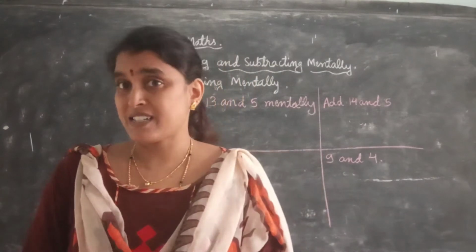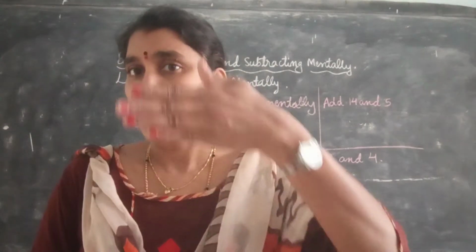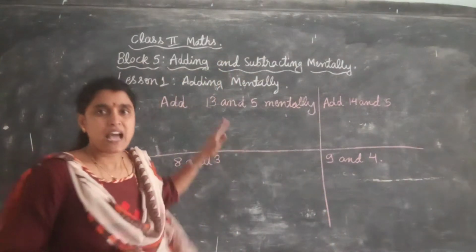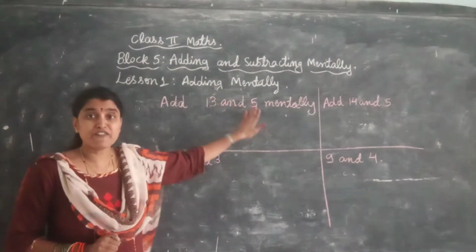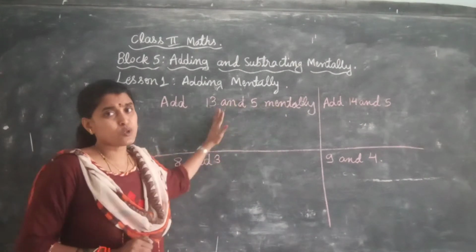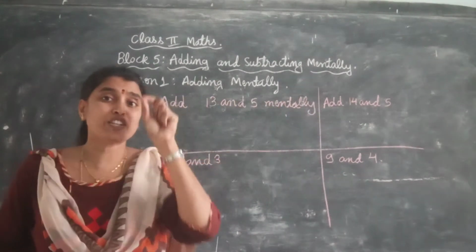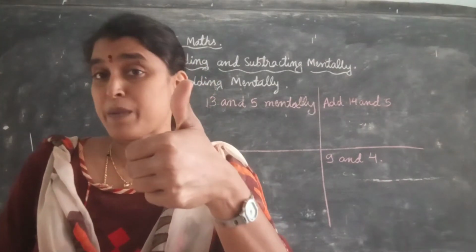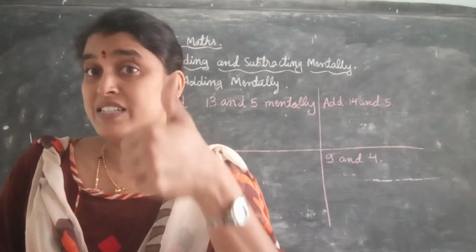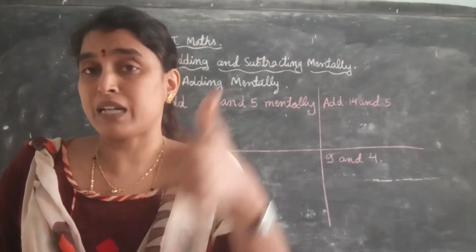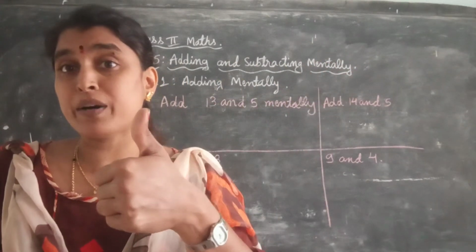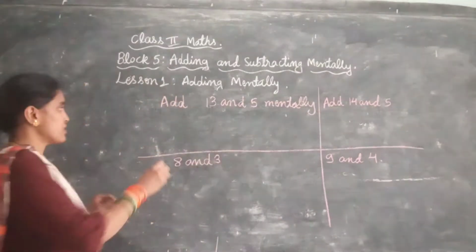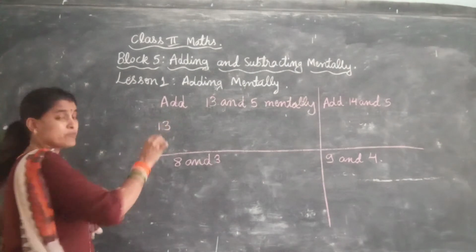Children, now let us learn how to add two numbers by counting forward by following the steps. The first question is add 13 and 5 mentally. To add 13 and 5, we need to follow three steps as I told already. What is our step number 1? Step number 1 is start from the bigger number. Among those two, which is the bigger number? We know that 13 is the bigger number. So start from 13, children. See, I am starting from 13.